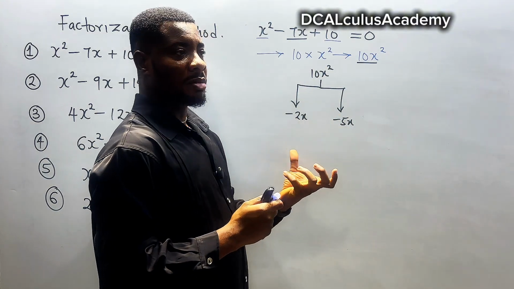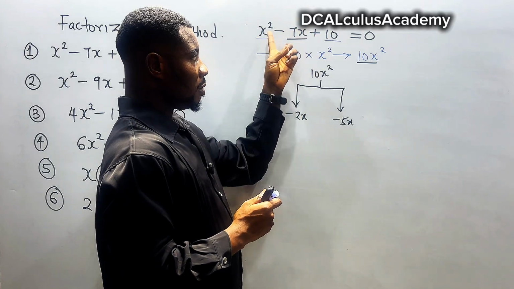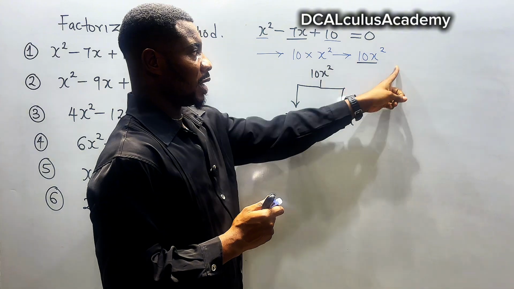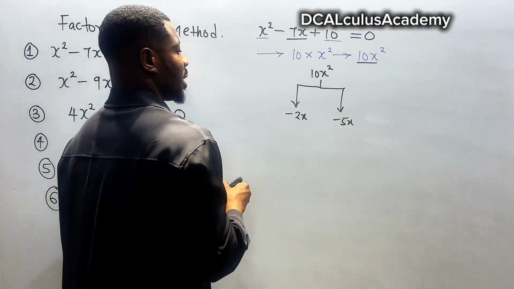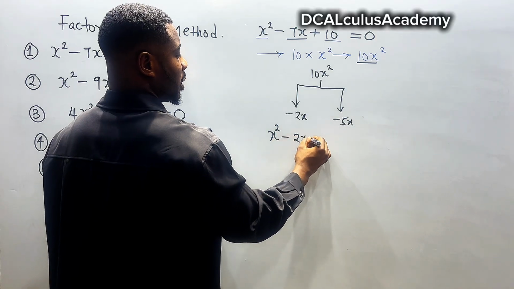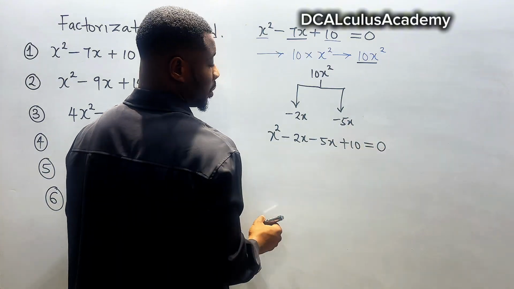Before the factors can be accepted, they must satisfy this condition. When added, they give me the middle term here. And when multiplied, they give me the result here. Okay, so that is it. Now in that case, I can simply solve. I can say the same thing as saying x squared minus 2x minus 5x plus 10 is equal to 0.